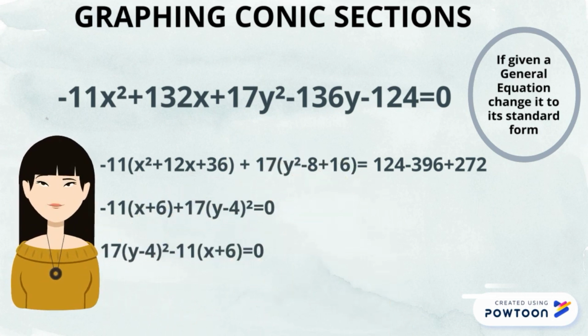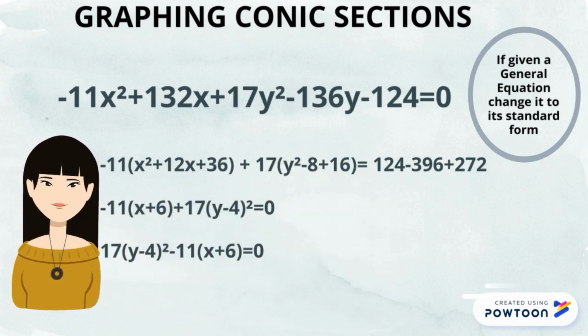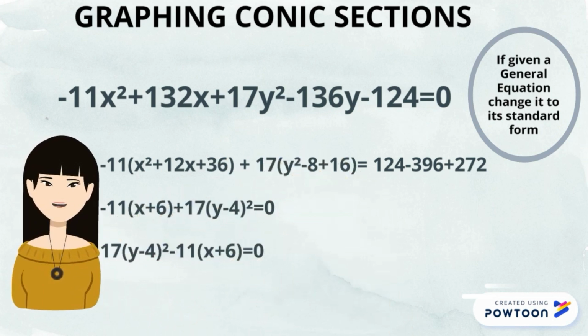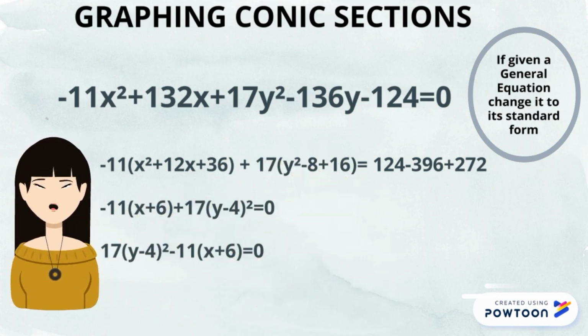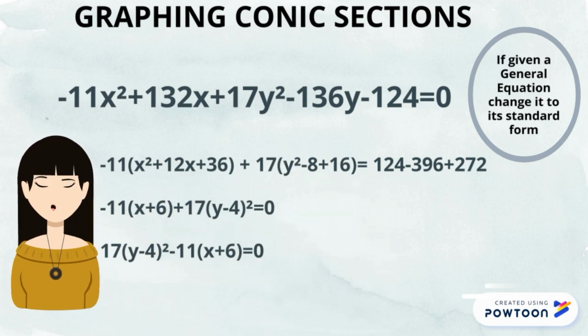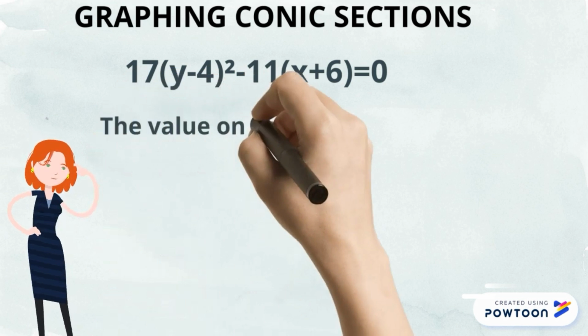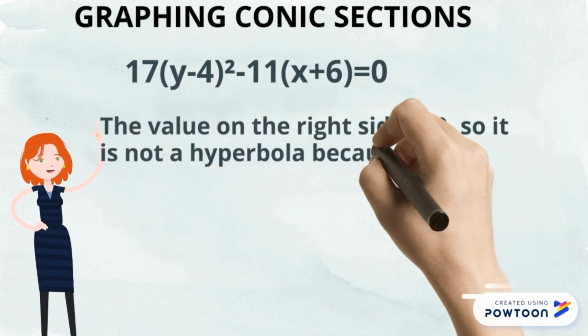By completing the square, we will add 16 on the y term and 36 on the x term. And we will add 17 times 16 on the right side and negative 11 times 36 on the right side. And the equation will become 17 times y squared minus 8y plus 16 minus 11 times x squared plus 12x plus 36 is equal to 0. Since the equation of the hyperbola is equal to 0, then the graph is two intersecting lines.